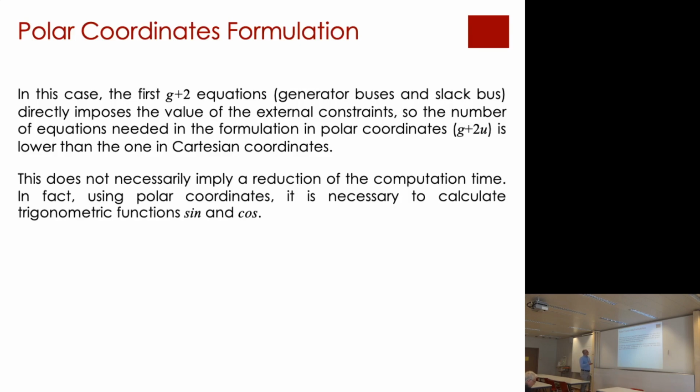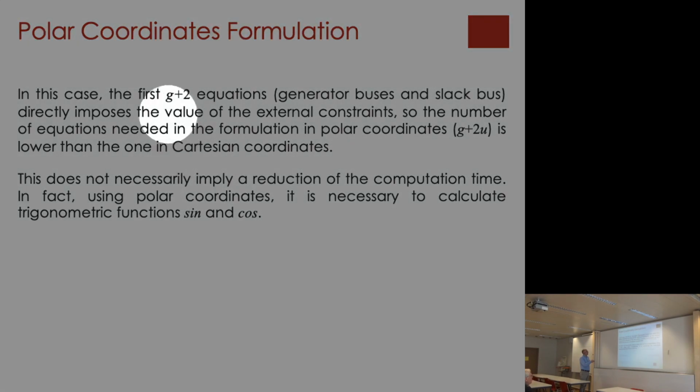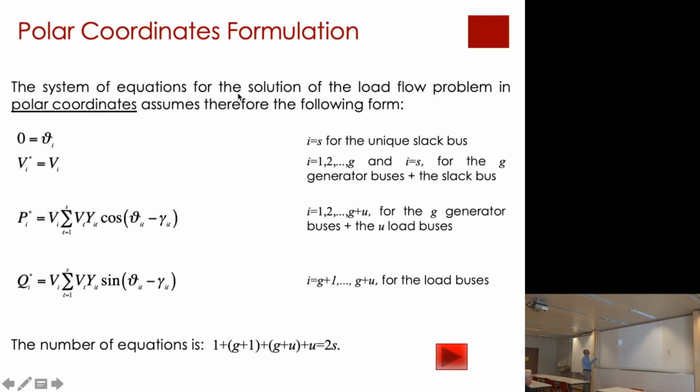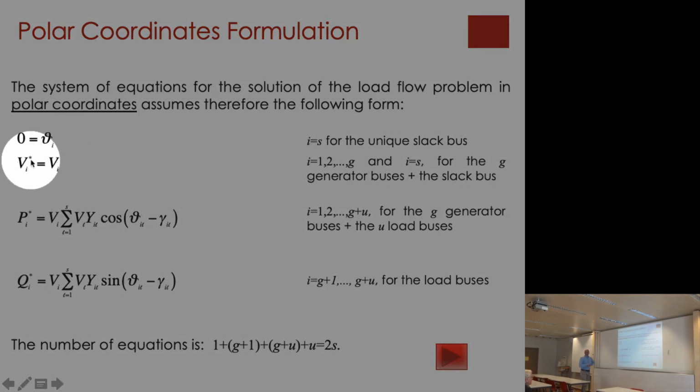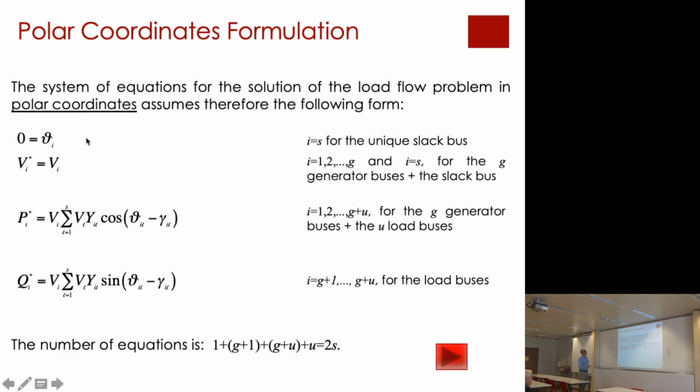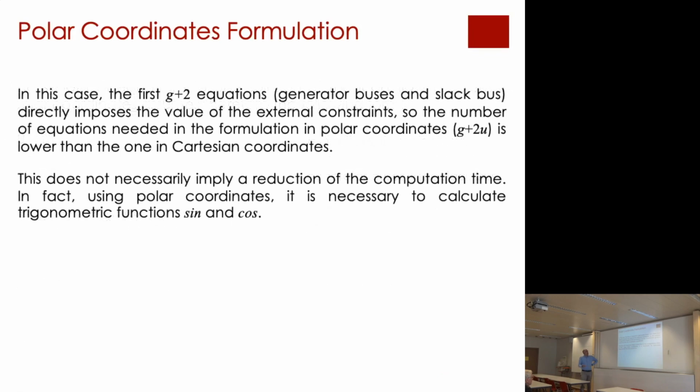So just a few observations for the polar coordinates formulation. In this case, the first G plus 2 equations, so essentially the theta I for the slack bus and the voltages for the slack and the generators, are directly imposing the values of the external constraints. They are trivial equalities indeed. So the number of equations that is needed truly to solve the load flow problem is compressed, is equal to G plus 2U, as I told you. So you are reducing the number of equalities.